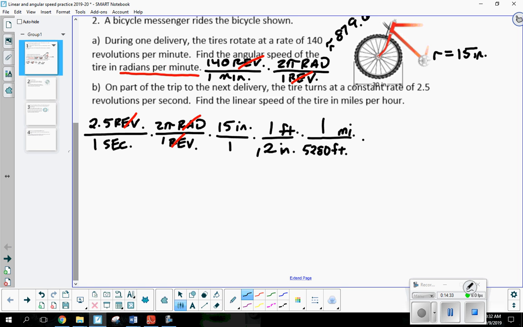Now I've got to convert seconds to hours. Again, I could do this in one step and say 3,600 seconds in 1 hour. If you want to do that, please feel free. I'm going to write it out. So I'm going to go through 1 second. Or excuse me, 60 seconds in 1 minute. And then I'm going to have 60 minutes in 1 hour.